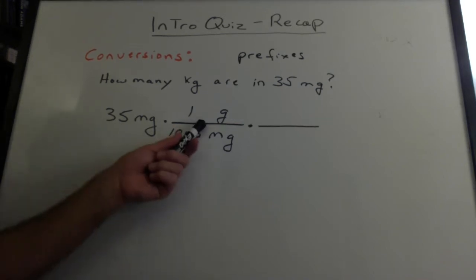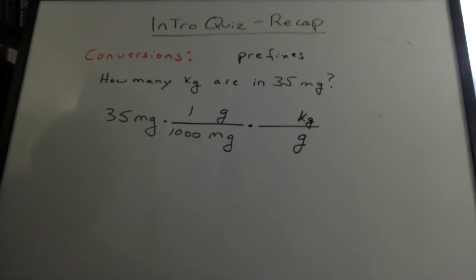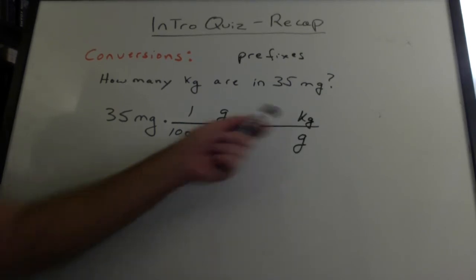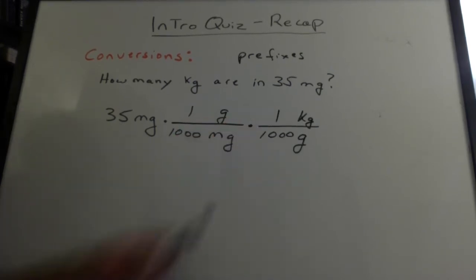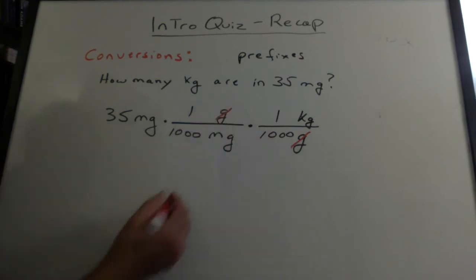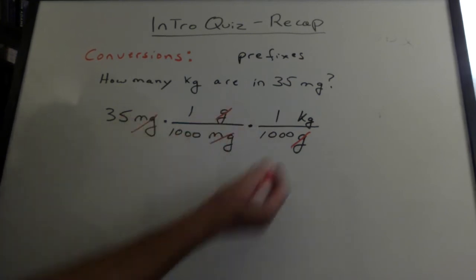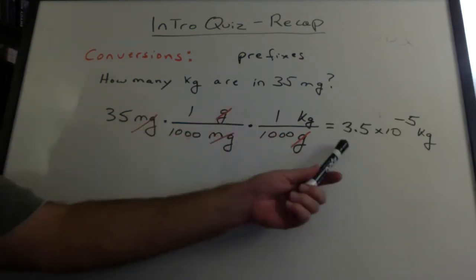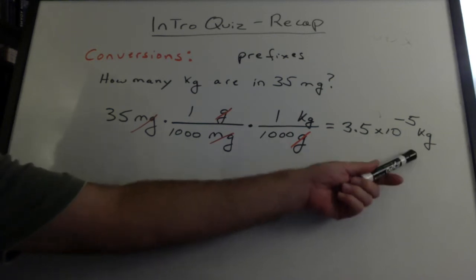Where do the grams go? I want to get rid of them, so I put them on the bottom, kilograms on top. There's 1,000 grams in a kilogram. Now we can see that grams cancels with grams, milligrams cancels with milligrams, and I'm left with kilograms. 3.5 times 10 to the minus 5th kilograms.